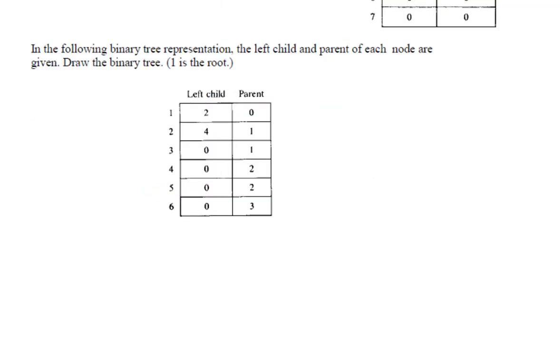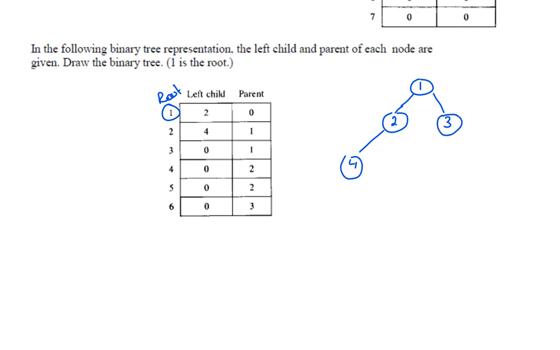Here is another example. It's a little bit different. These are the nodes 1 to 6, and you have a left child, but you don't have the right, but we have the parent, and 1 is the root. So take a moment and try to draw this graph. 1 is the root, so the left child is 2. Of course it has no parent because it is the root, but 2 has left child 4, and the parent is 1. And 3 has no left child, but the parent is 1.